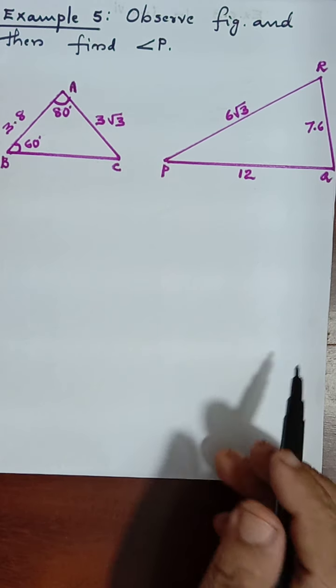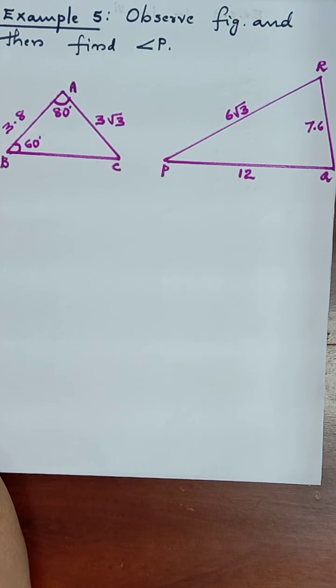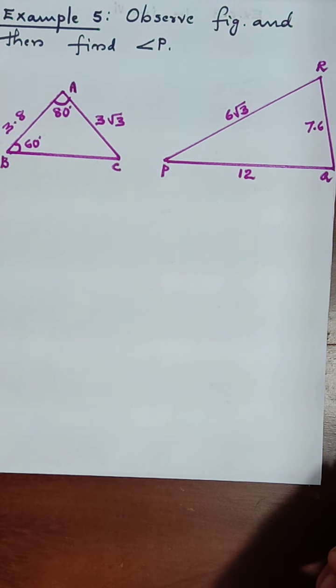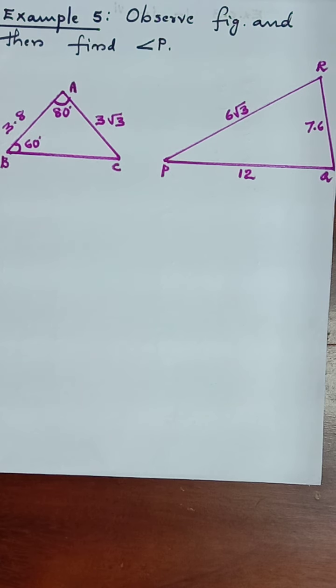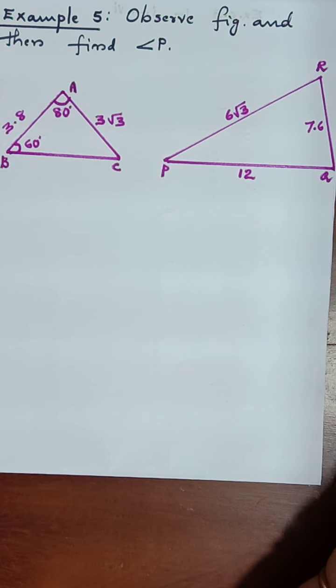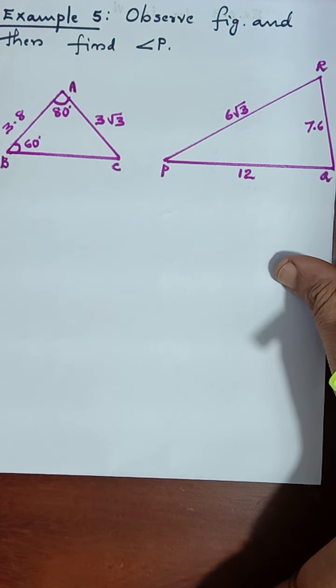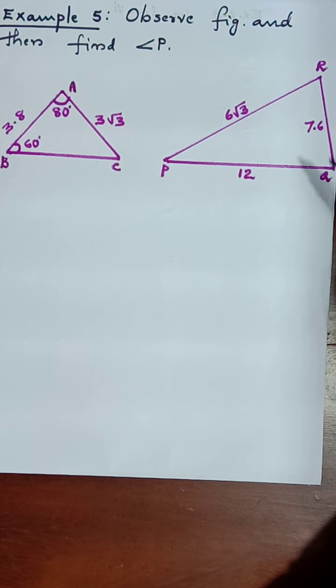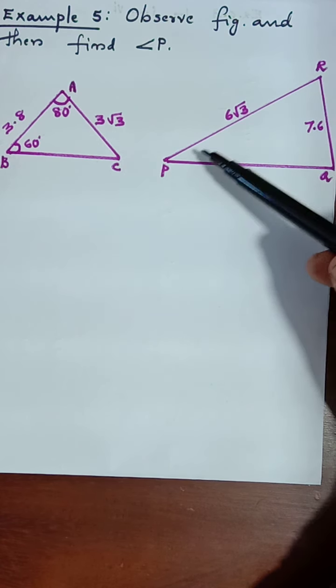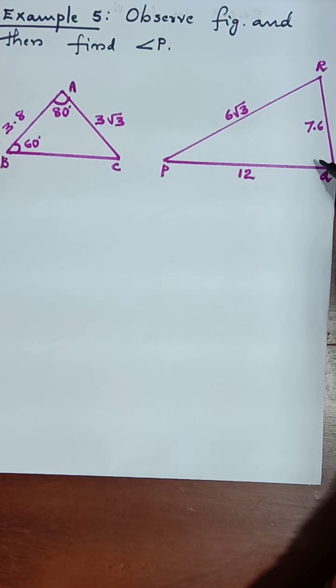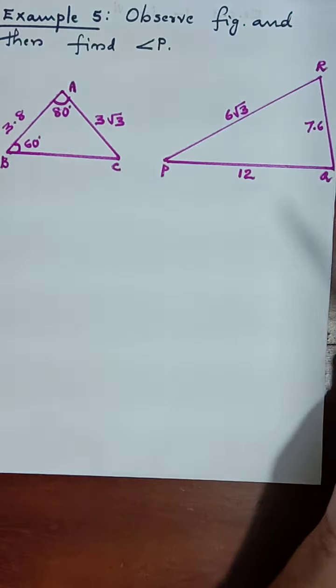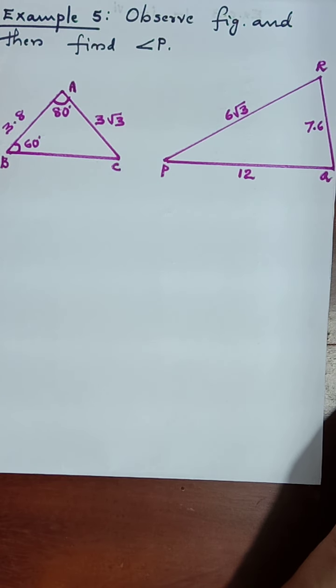Let us do the second example, that is example number 5 from the textbook. Observe the figure and then find angle P. So very simple. First you have to see whether the triangles are similar. Because directly we cannot find out angle P, because angle Q is not given and angle R is not given. By angle sum property, if two angles are given, the third angle we will find out. Here we can find the third angle very easily, and let us see whether it is necessary or not.